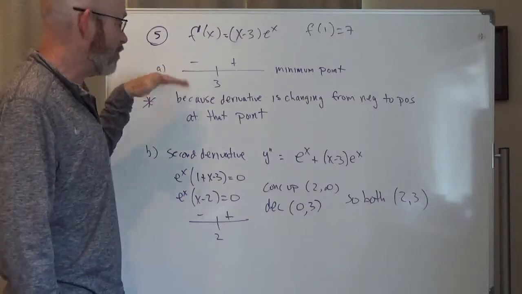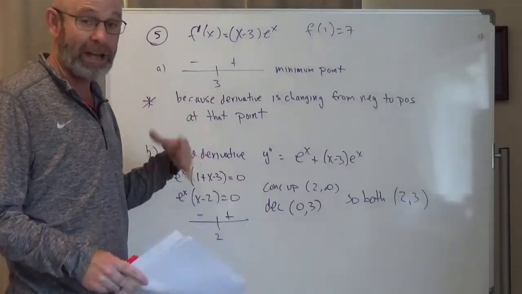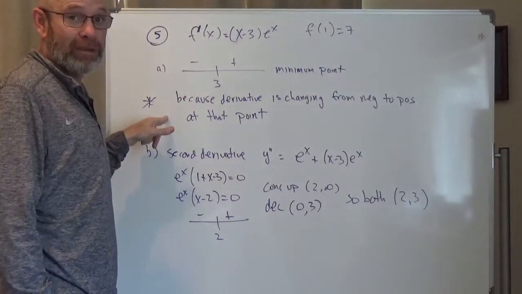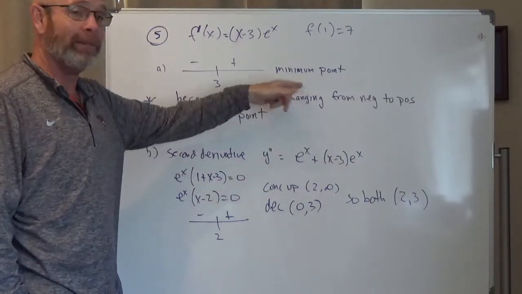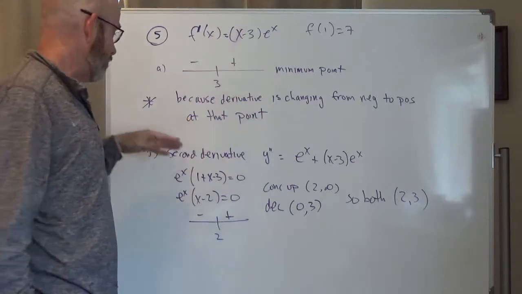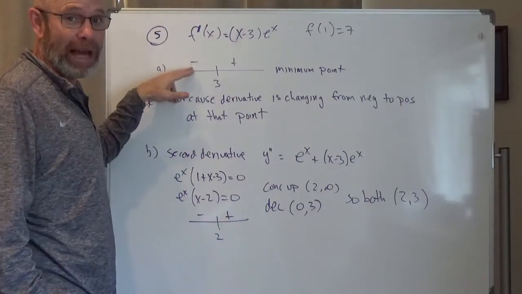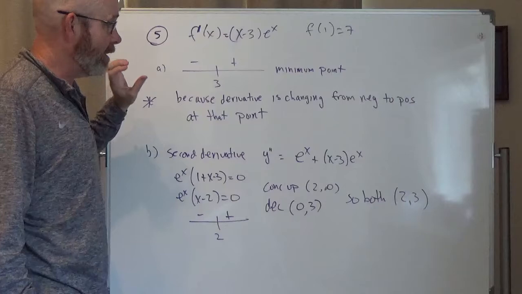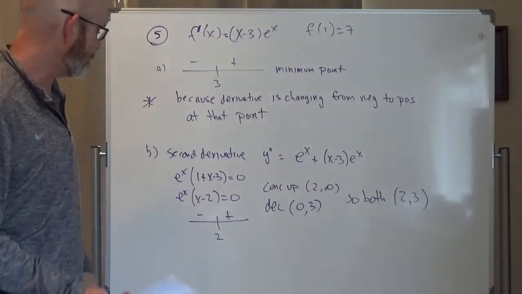But that's not a justification. So when it says justify your answer, this becomes your justification. The reason I know it's a minimum point is because the derivative is going from negative to positive. That's all you got to do. You just got to say what that says, but they won't allow just that, so you got to say it in words. So it's a minimum point.